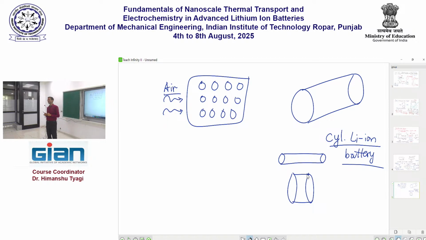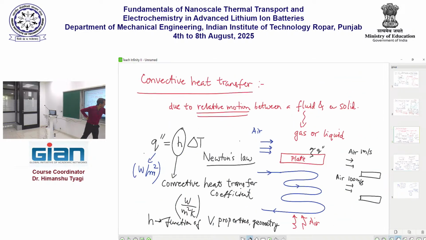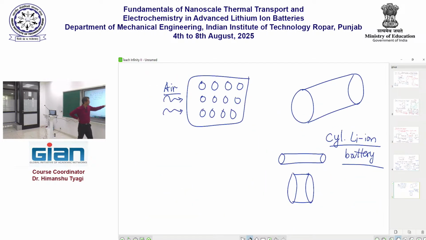Correct? And the amount of surface area available for heat transfer makes a very big difference, as you can see in this equation. This equation says that the larger the surface area, the greater will be the heat transfer that will occur, right? And therefore, as a battery manufacturer, from a heat transfer point of view, you want to maximize the surface area available for heat transfer.